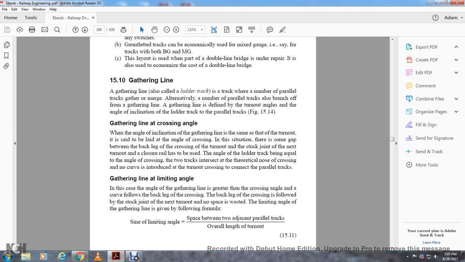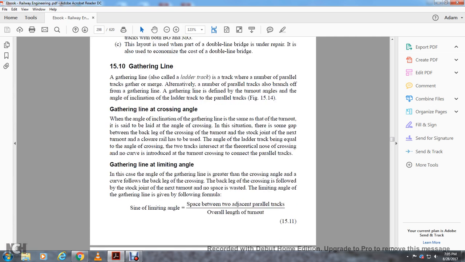The angle of inclination of the gathering line is the same as that of the turnouts, and is said to be the crossing angle. In the crossing situation, there might be some back leg of the crossing with the turnout stock joined to the next turnout closure rail. The angle of the ladder track may be equal to the angle of the crossing. Two tracks intersect at the nose of the crossing, with no curve introduced by the turnout connecting the parallel tracks.